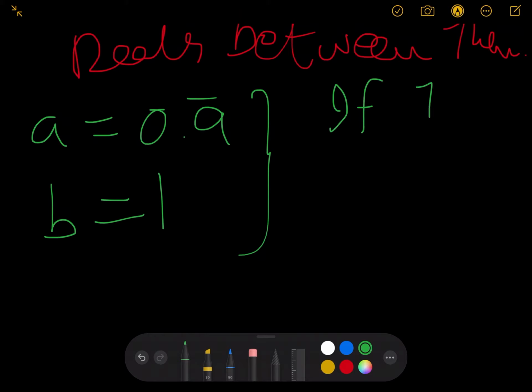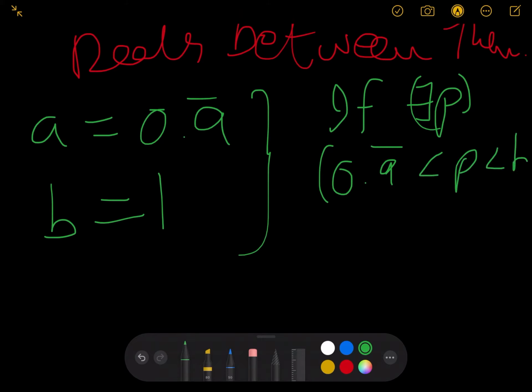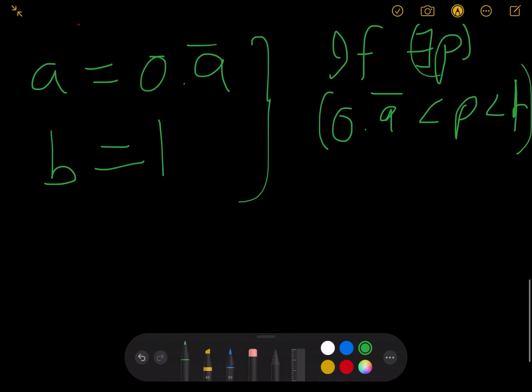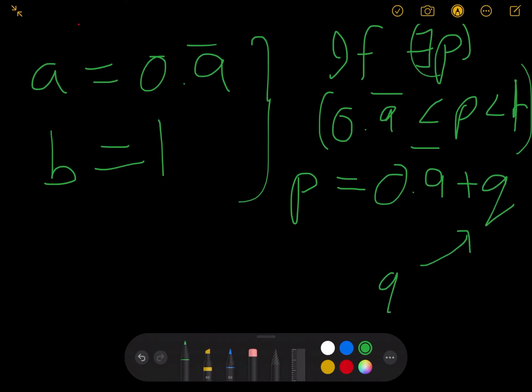if there exists some p such that 0.9 bar is less than p, which is less than b, less than 1, I can just write 1, then we have p equal to 0.9 bar plus q, where q is a real number, right? So it's pretty obvious. Any real number can be expressed as the sum of two reals. The real numbers are closed under addition. We know this for a fact. And if you don't have any clue what I just said, what I mean is that the sum of any two real numbers will also be a real number.